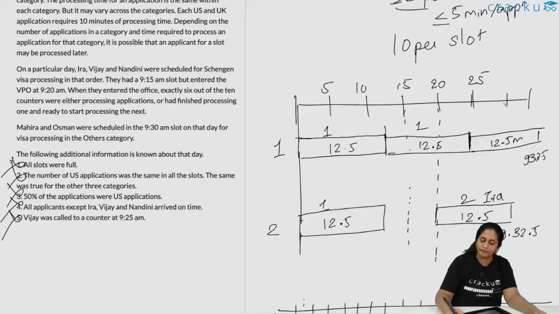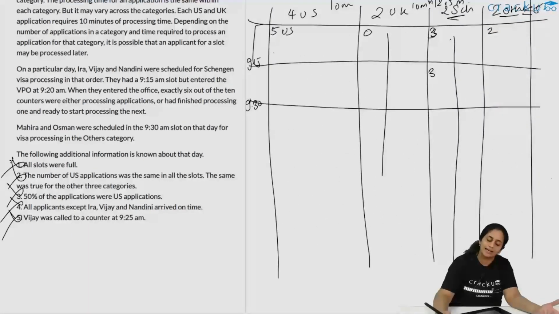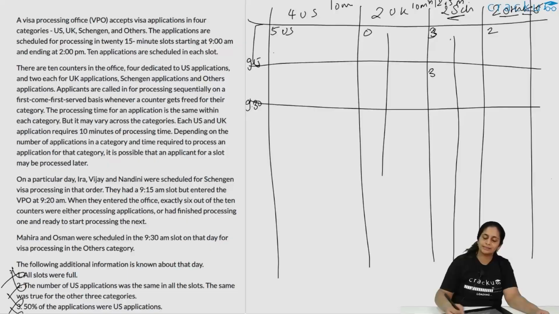Now I can draw my figures like this to figure out exactly when each application is being processed. So let us do that. Let us try to figure out when each application is essentially processed. Let us see what is needed, and based on that we'll figure out when each application is processed. So let us go to the first question.